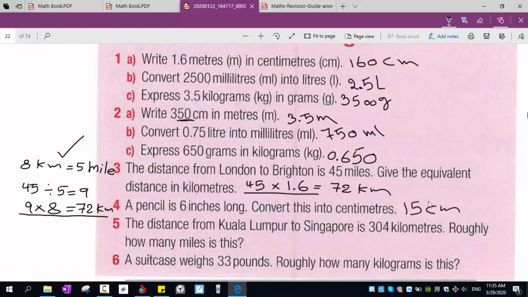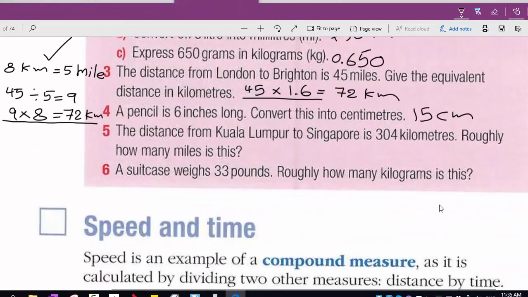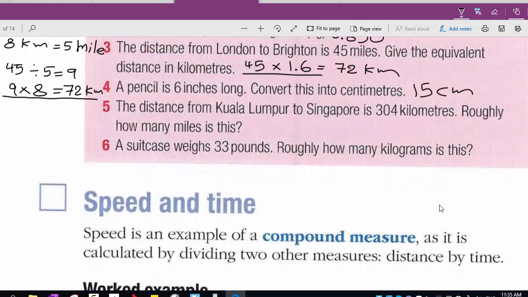Question 5. The distance from Kuala Lumpur to Singapore is 304 kilometers. Roughly how many miles is this? We can divide kilometers by 1.6, that gives miles. 304 divided by 1.6. Since the question says roughly, this method is easier, and it is equal to 190 miles.